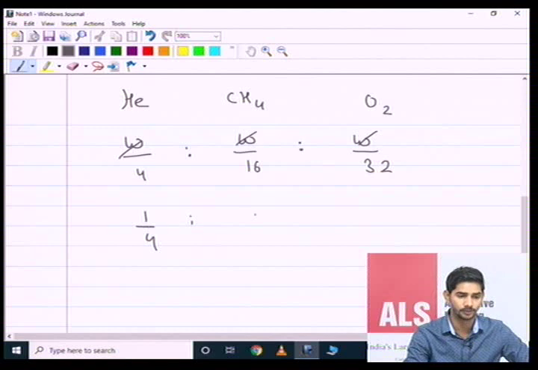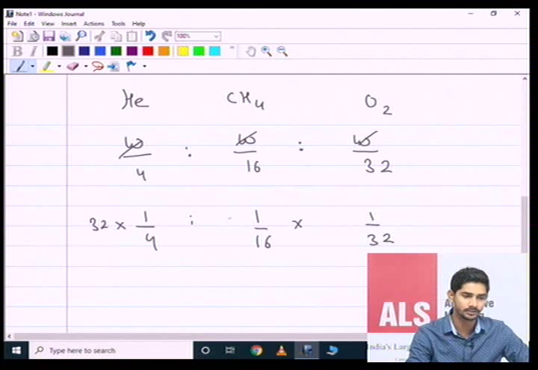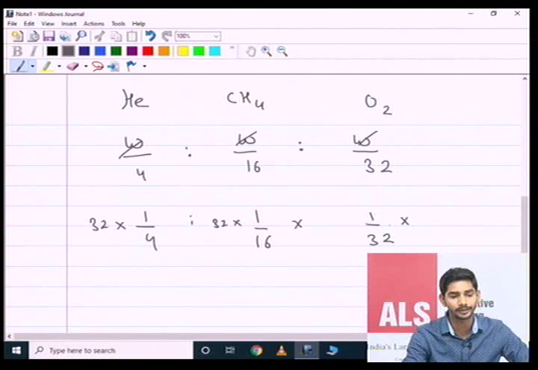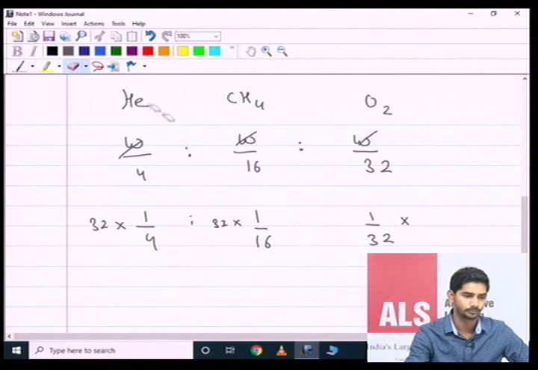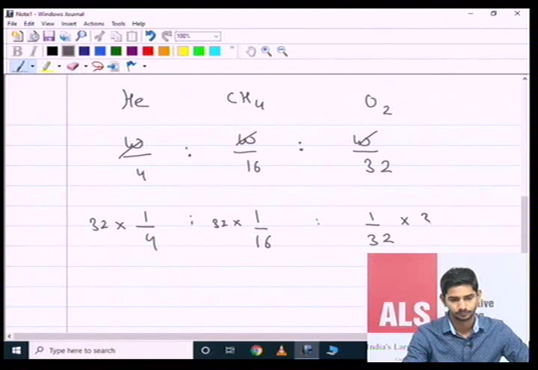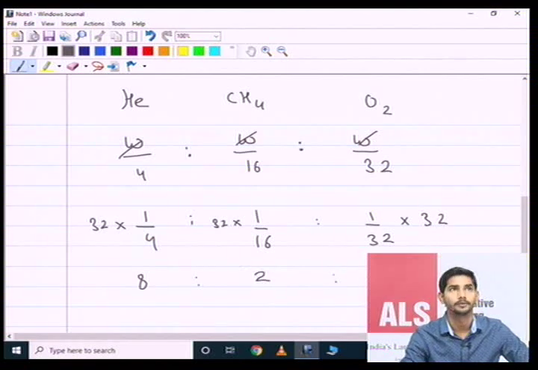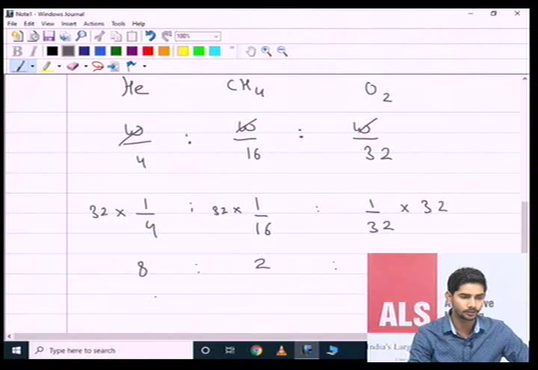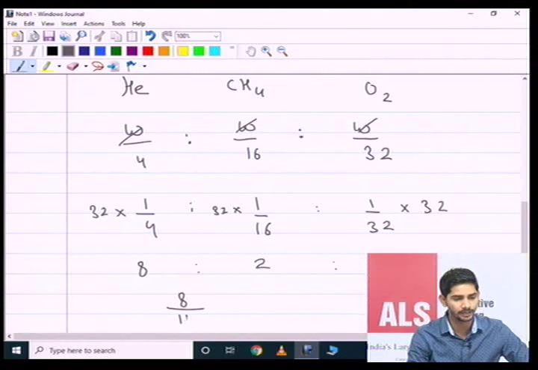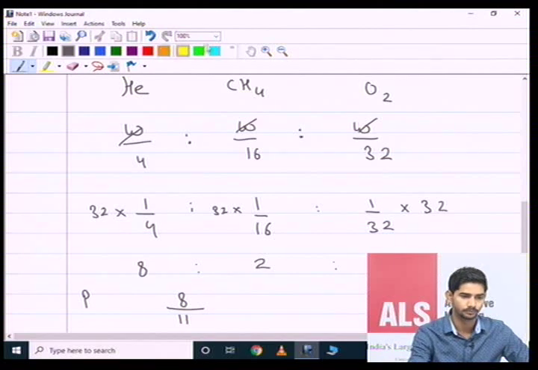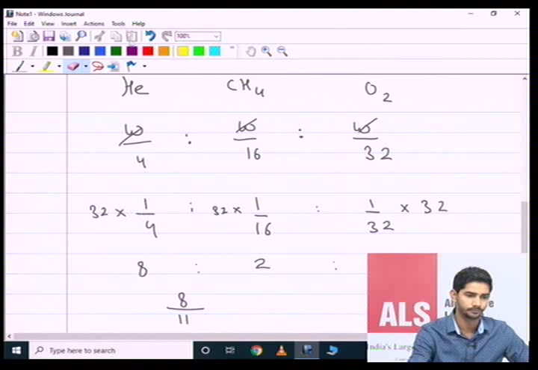Right now I have 1 by 4, 1 by 16 and 1 by 32. So I'll multiply all of these with 32 to get a whole number ratio. So this is 8, this is 2 and this is 1. We have to calculate the fraction for helium. So this is 8 upon the total, 8 plus 2, 10 plus 1, 11. So this is the answer, the pressure fraction for helium.